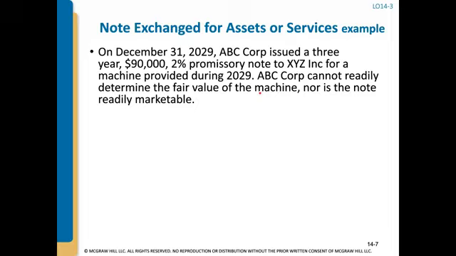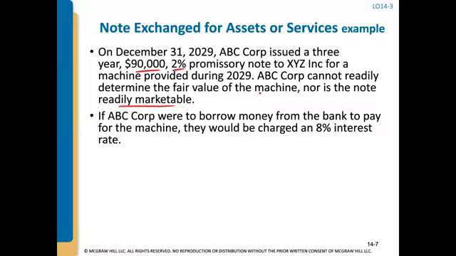On December 31, 2029, ABC Corp issued a 3-year, $90,000, 2% promissory note to XYZ Inc. for a machine provided during 2029. ABC Corp cannot readily determine the fair value of the machine, nor is the note readily marketable. So ABC Corp issued a $90,000 2% note to XYZ for a machine. Now, if ABC Corp were to borrow money from the bank to pay for the machine, they would be charged an 8% interest rate.